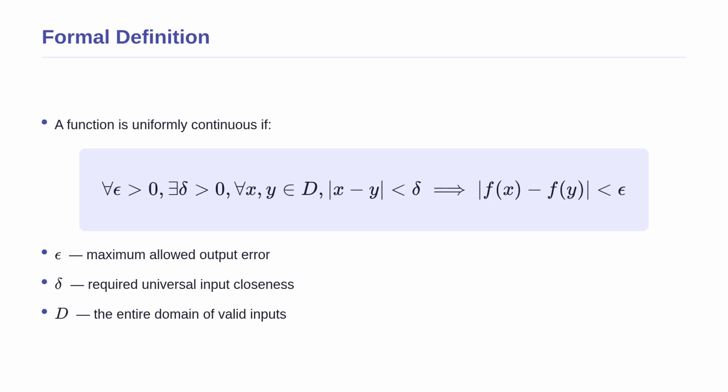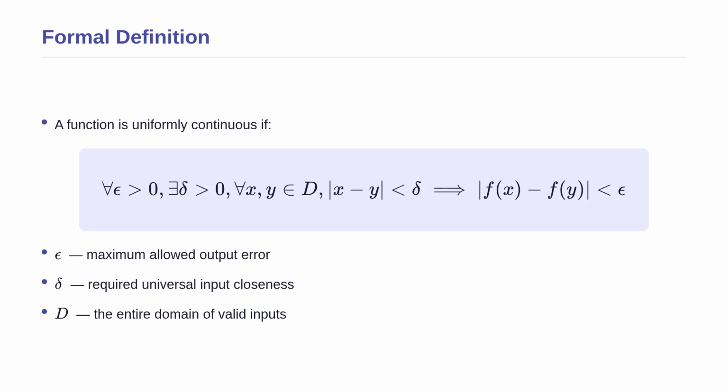Conceptually, this formula is just stating our highway rule. One steering tolerance works everywhere. Let us break down the symbols. Epsilon represents the maximum allowed error or distance between the output values on the y-axis. Delta represents the required closeness of the input values on the x-axis. The letter D stands for the domain, which is the entire set of valid inputs.